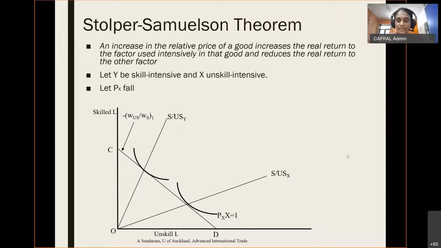Okay. Is that clear? Any questions on that, on inequality and Stolper-Samuelson, trade and inequality?